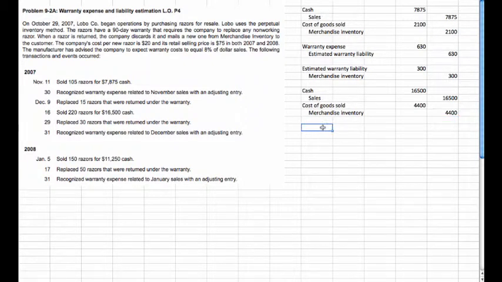Now on the 29th, we replaced 30 razors that were returned under warranty. So once again, since they were replaced, we're going to debit the estimated warranty liability. Once again, we replaced 30 of them, so 30 times $20 gives me $600. We took it out of merchandise inventory for $600.